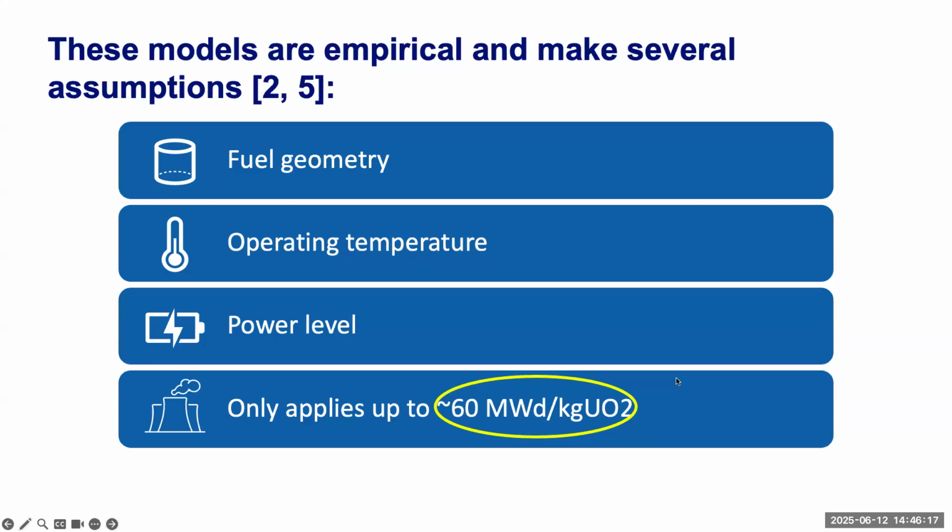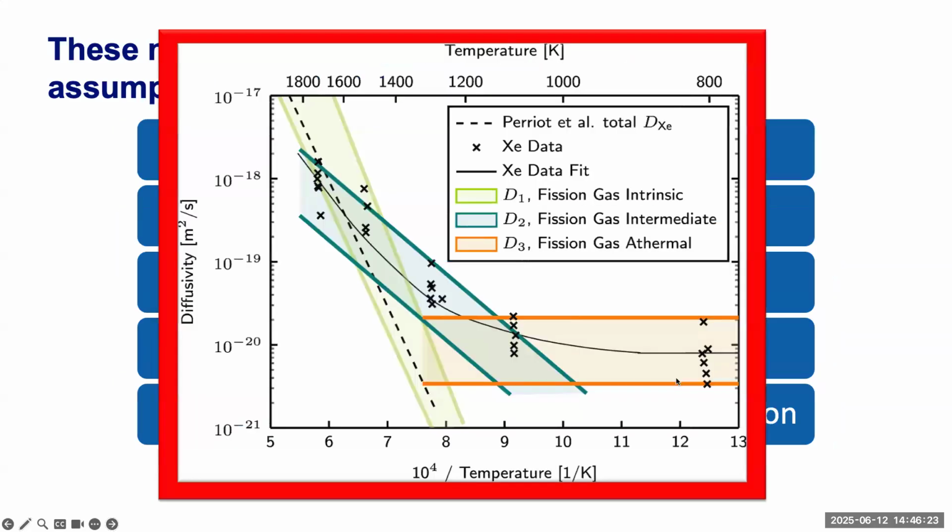Now, another thing I want to point out about this 60 megawatt days per kilogram of UO2 is this diffusion curve. Stepping back for a second, diffusion is essentially the mechanism by which these gas atoms migrate from the center of that grain that we saw earlier to the grain boundaries. The way that they travel, we call diffusion. I want to point out that each of these X's represents an experimental data point. This is xenon diffusivity, or diffusion in UO2 fuel.